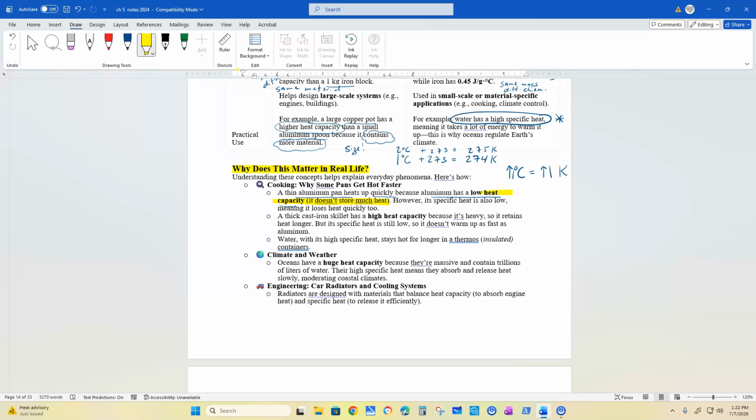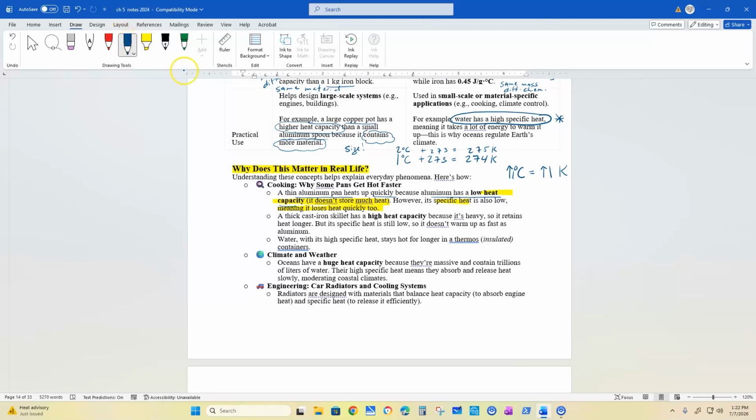However, its specific heat is also low, meaning that it loses heat quickly too. So when we compare specific heat and heat capacity, depending on the value, is it storing a lot of heat or is it releasing heat much quicker?